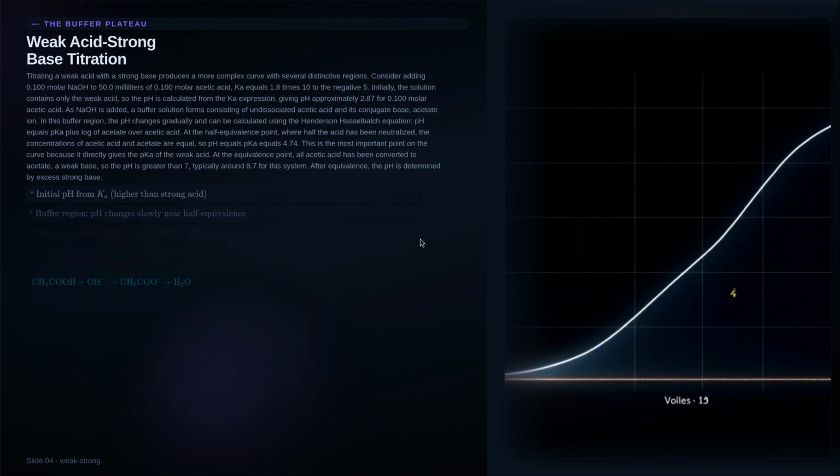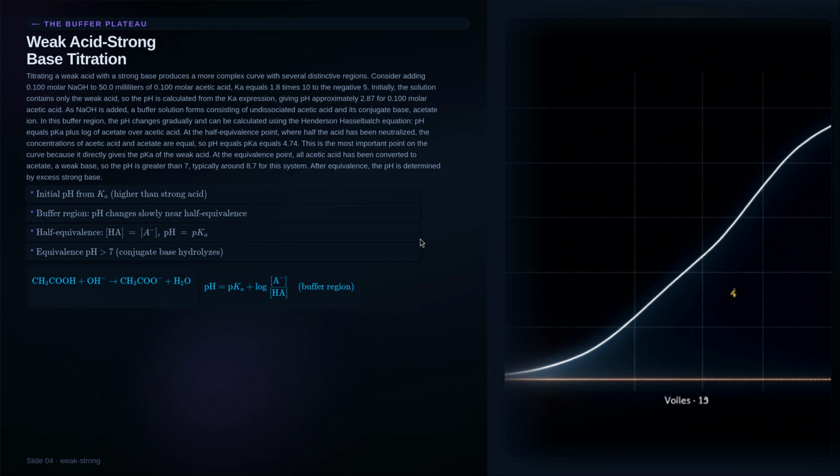Titrating a weak acid with a strong base produces a more complex curve. Consider adding 0.100 molar NaOH to 50 milliliters of 0.100 molar acetic acid. Initially, the pH is calculated from the Ka expression, giving approximately 2.87. As NaOH is added, a buffer solution forms consisting of undissociated acetic acid and acetate ion. In this buffer region, the pH changes gradually.